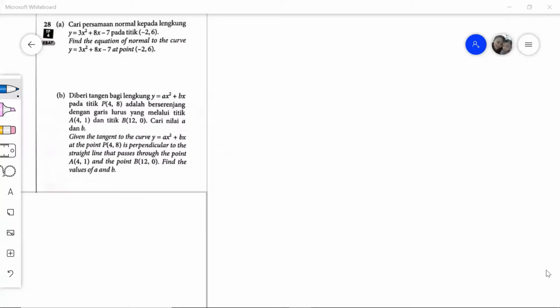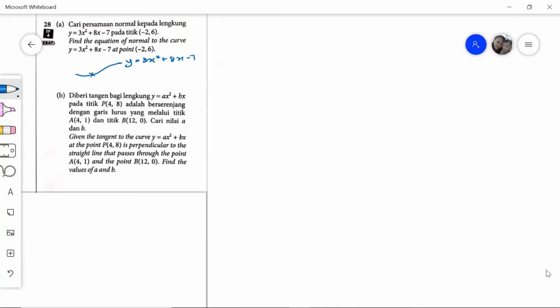Hello, everyone. This is question number 28 in chapter 2. So part A, find the equation of the normal to the curve y equals 3x squared plus 8x minus 7 at point (-2, 6). So let's draw the diagram, okay? Y equals 3x squared plus 8x minus 7. Just simply sketch a curve, and then mark down the things that I have.